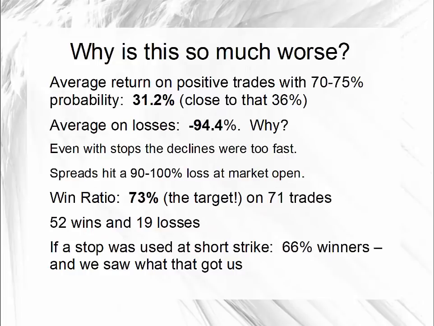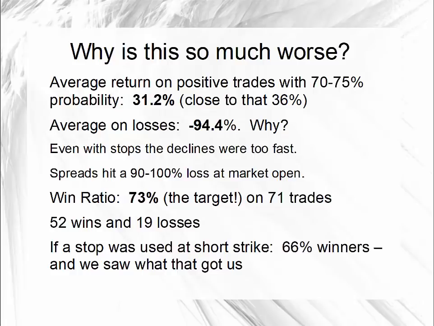That's very interesting. Why is this so much worse? Well, the average return on the winners in that 70 to 75% range was 31.2%. It's close to that 33% we were talking about, 36% target we saw. But the average on the losses was 94.4%. Why is it so high? Why would we let it go so high? It's because even with the stops, a trigger to close out the position, the declines were too fast. Spreads would have hit potentially an 85 to 95% loss at market open on February 5th, February 6th, in that two-day time frame, maybe before the trigger was hit.